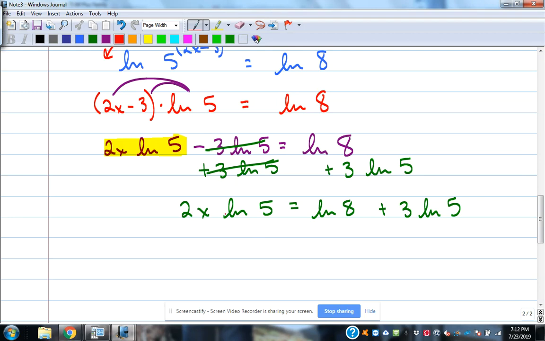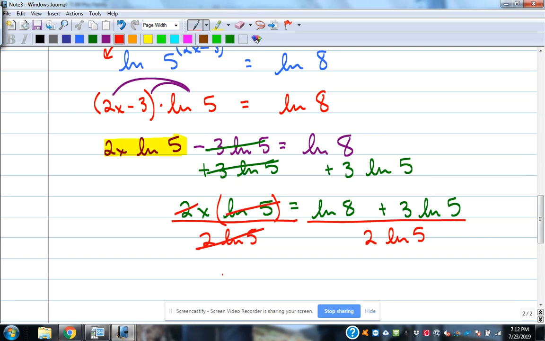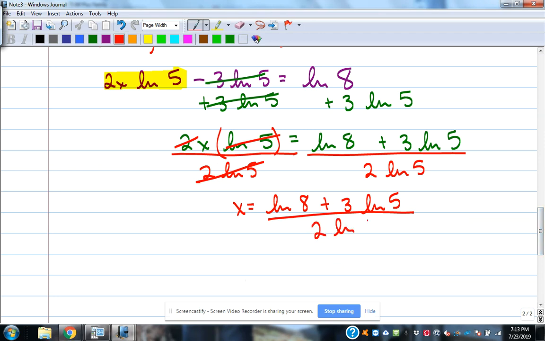What's the opposite of multiplication? All this stuff over here is multiplying. I could divide by the 2 natural log of 5. I'm dividing both sides by 2 natural log of 5. That cancels out over here. Gives us x equals natural log of 8 plus 3 natural log of 5 over 2 natural log of 5. So it's a big fraction over there. Big ugly fraction. Looks like a bunch of stuff.